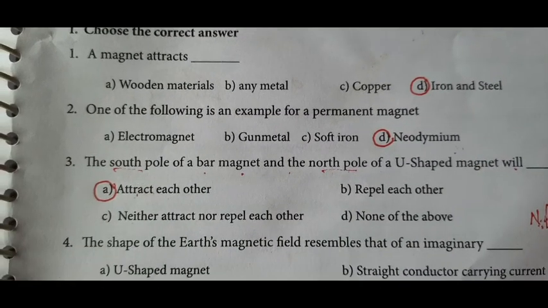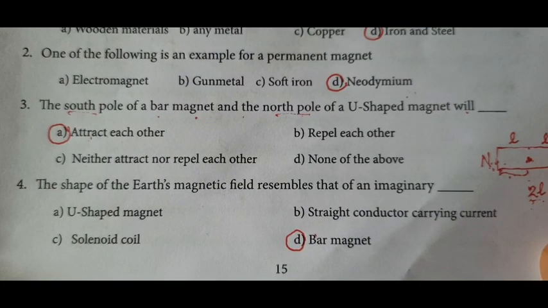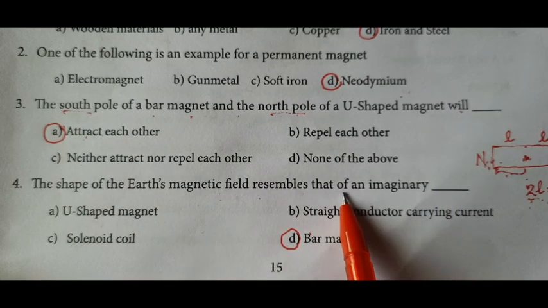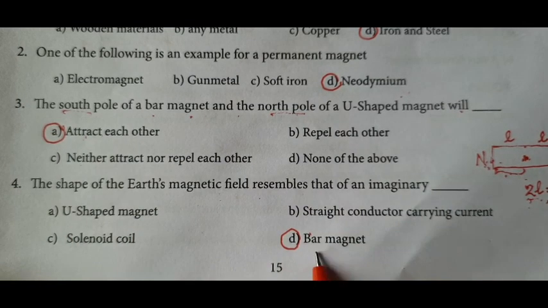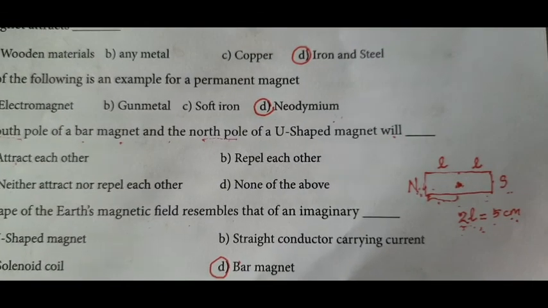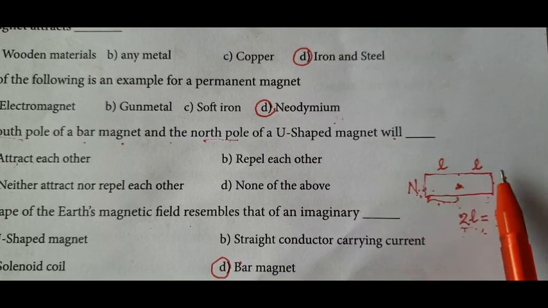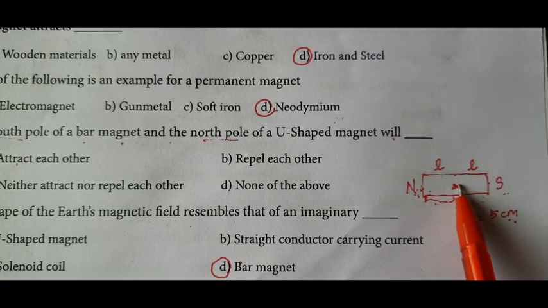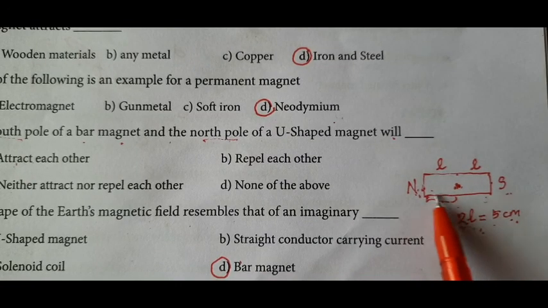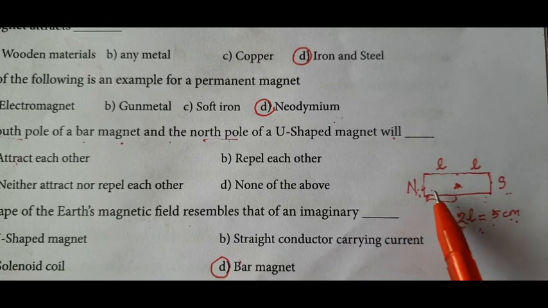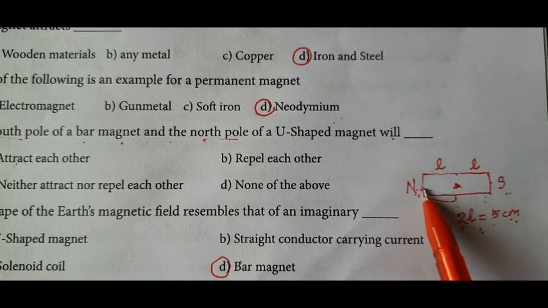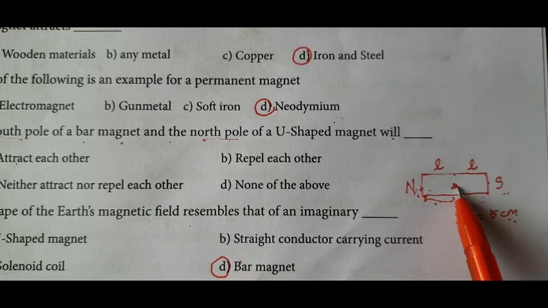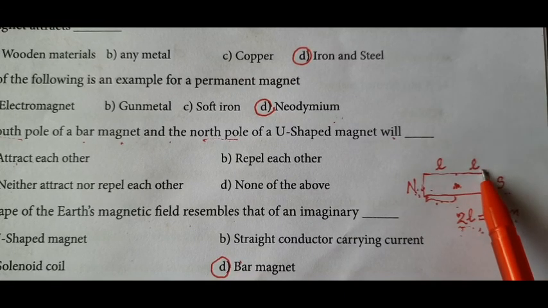Attract each other. And then fourth question. The shape of the earth's magnetic field resembles that of an imaginary bar magnet. So this is the shape of the bar magnet, rectangular shape. One pole is north, another pole is south. This is the center point. If the total length is 5 centimeter, from the north pole to the center point is represented as small l, and the center point to the south pole is represented as small l.